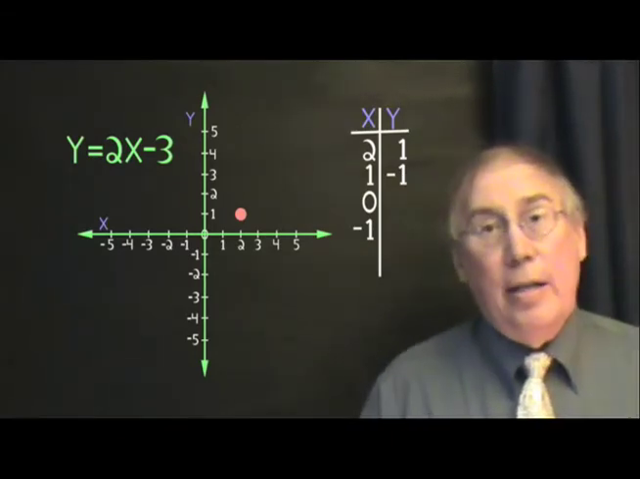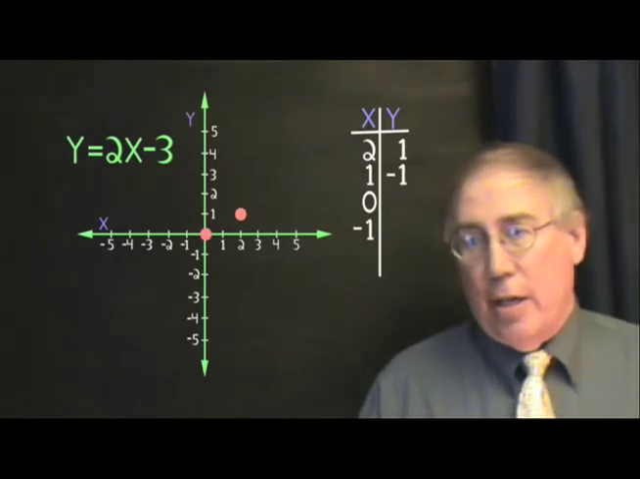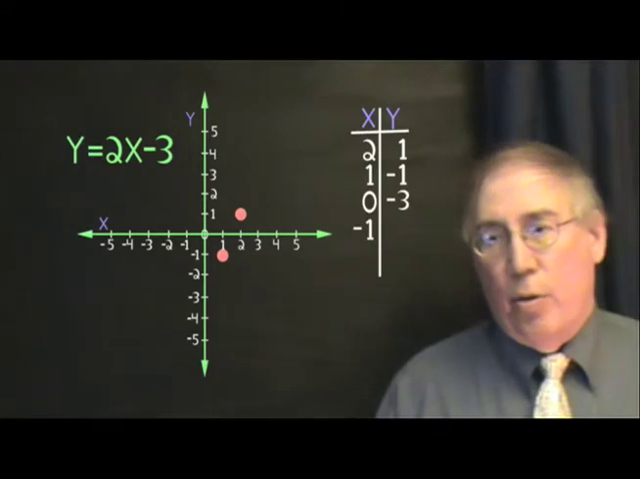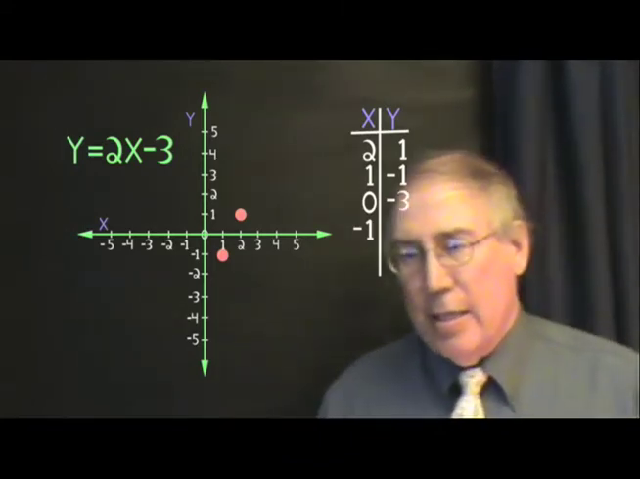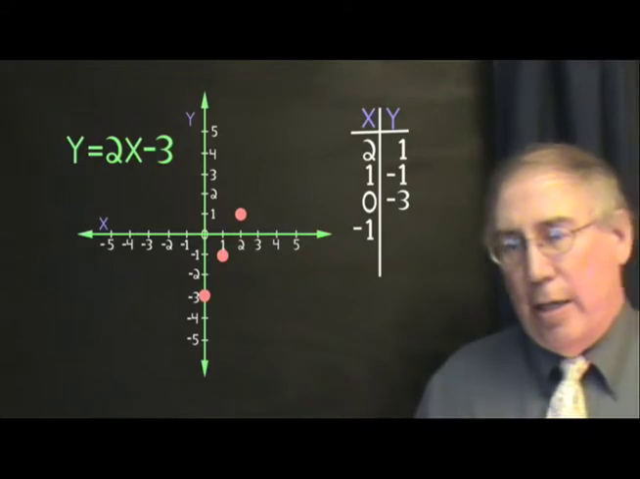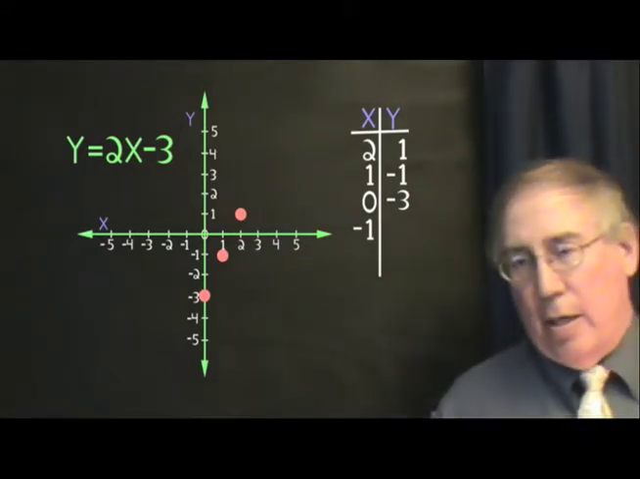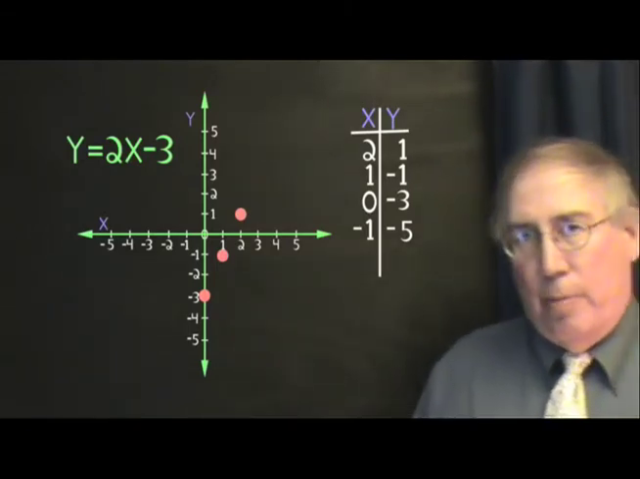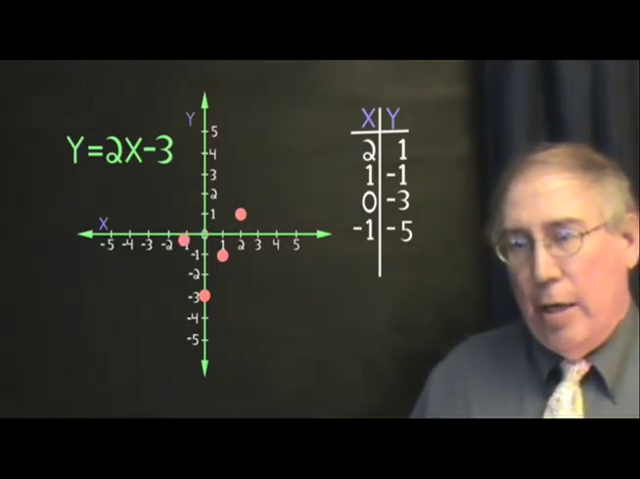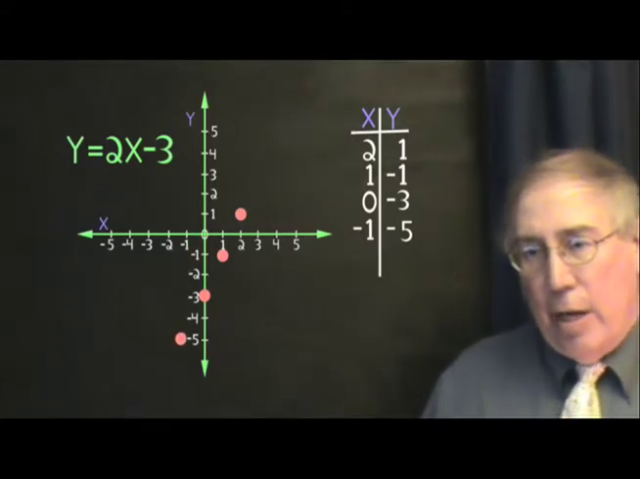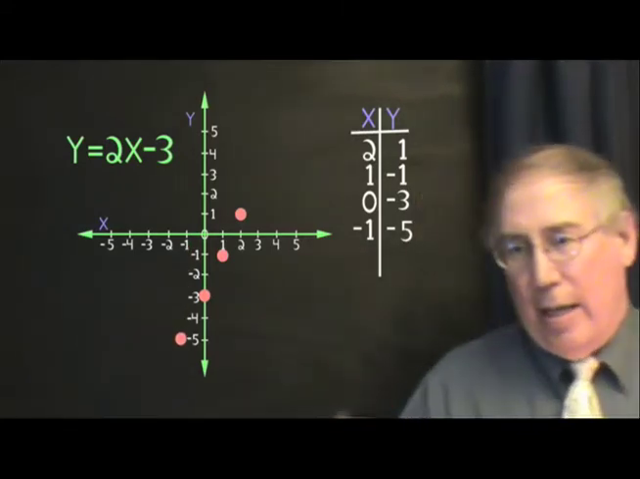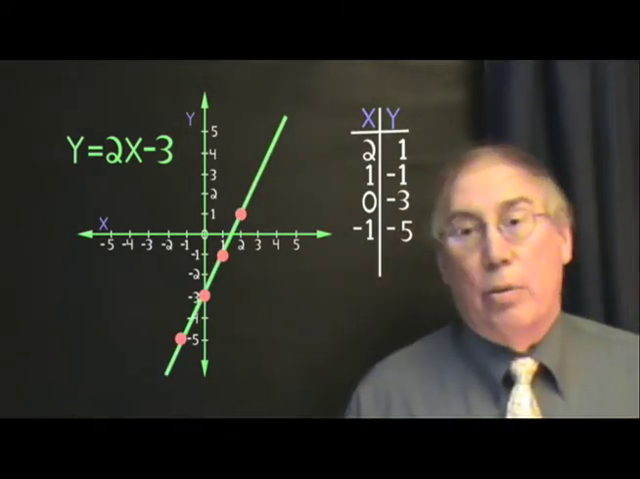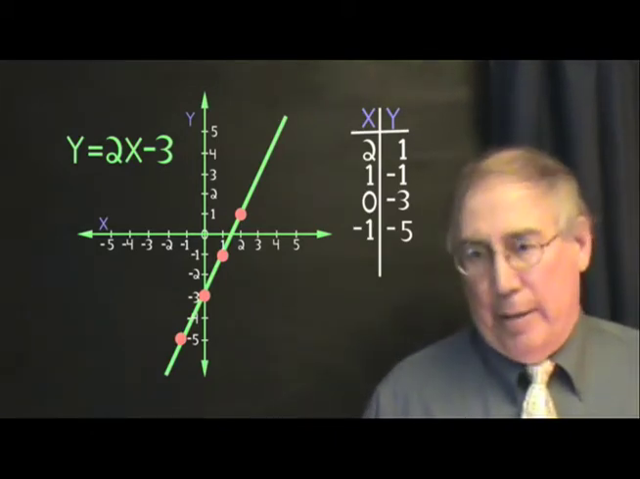And then we'll put in a 1. And that'll give us a -1 for the y value. So we go 1 to the right and 1 down on the y-axis. And then we put in a 0, we'll get a -3. So we'll just go down to -3 on the y-axis. And then we'll put in a -1 and get a -5 and go down. Again, we've got a line here, and that line is represented by y equals 2x minus 3.